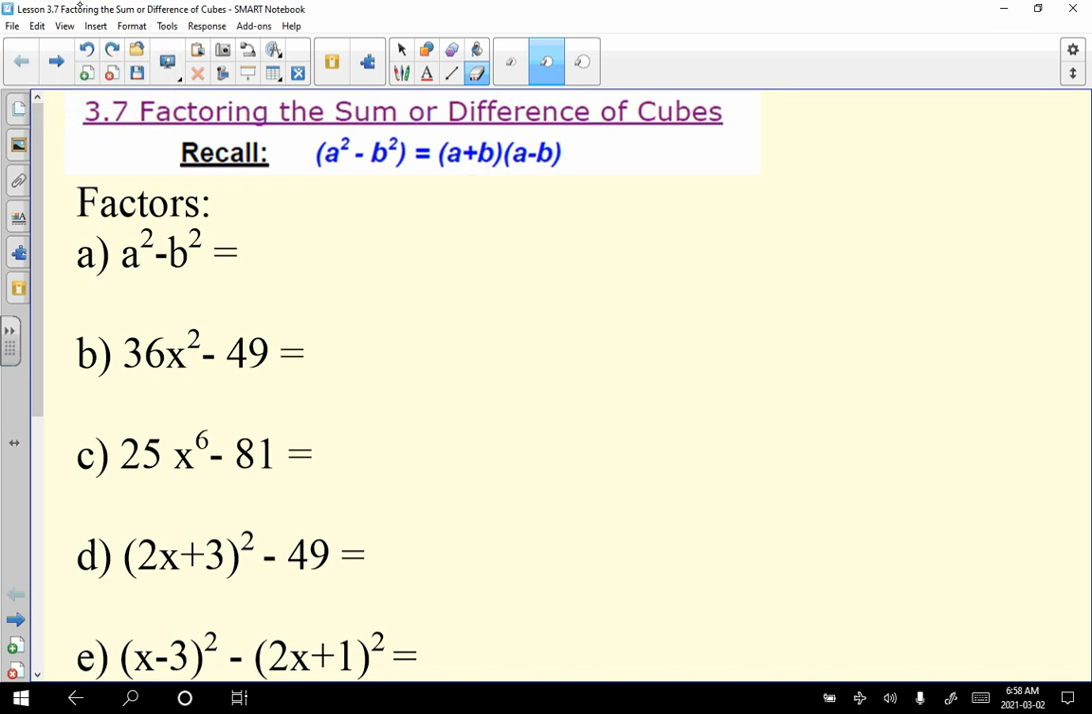3.7, factoring the sum or difference of cubes. We have seen factoring of squares, the difference of squares. A squared minus b squared, we remember this formula is a plus b times a minus b. There's no formula for sum of squares, but there is a formula for sum of cubes and difference of cubes, and we're going to learn that today.